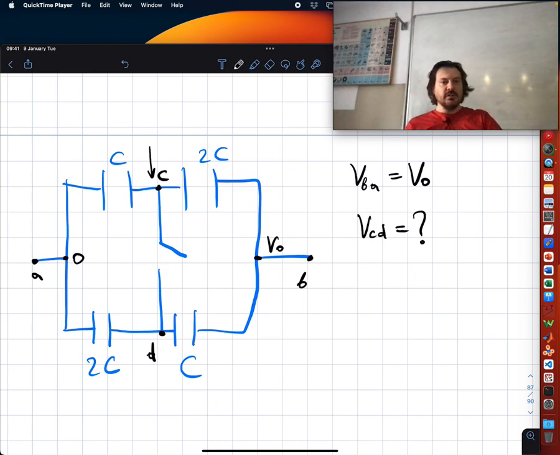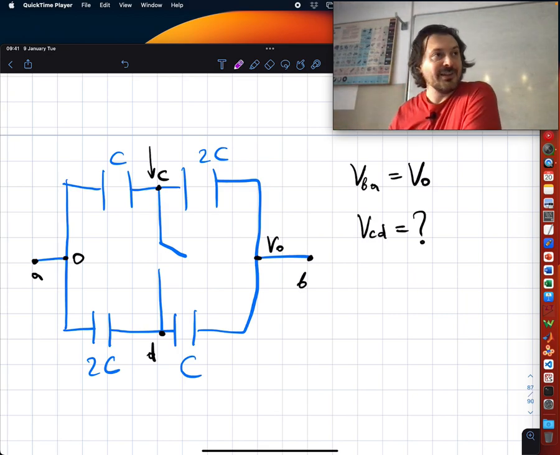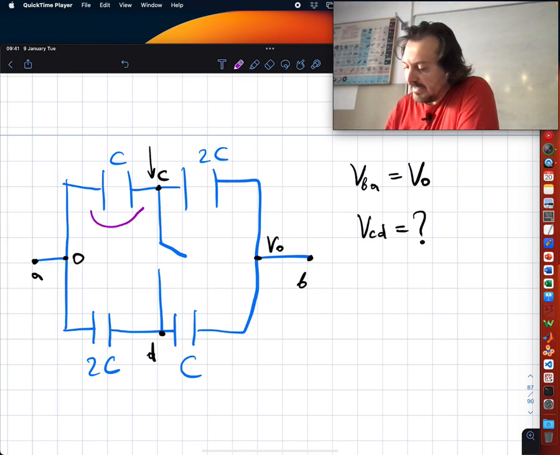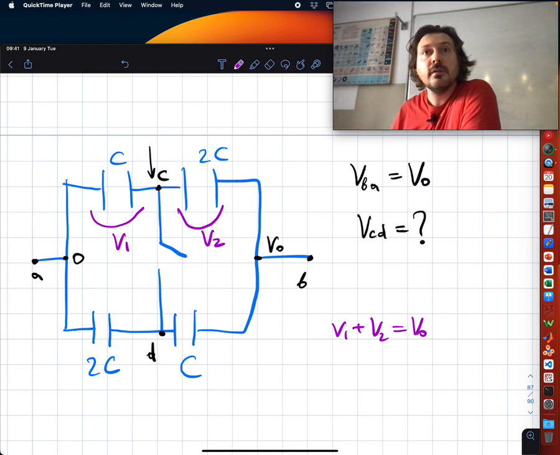So what is the potential at C? Any ideas at all? Can't you do it by giving the capacitors sizes and then finding the equivalent capacitance? So let's say this is V1 and this is V2. Do you agree that V1 plus V2 is V0? What about the charges on the capacitors? Are they the same? Yes, they are the same.